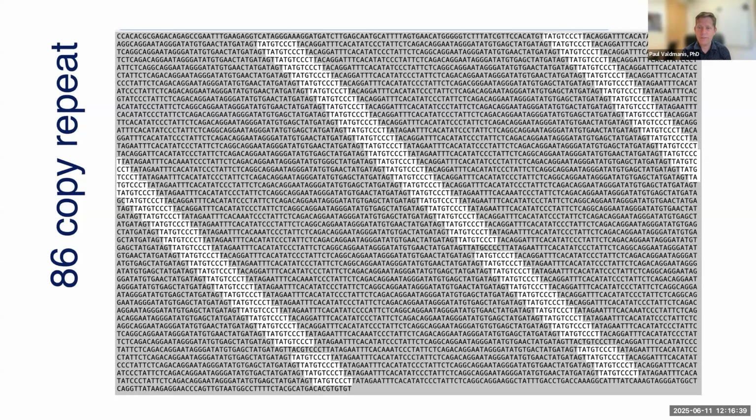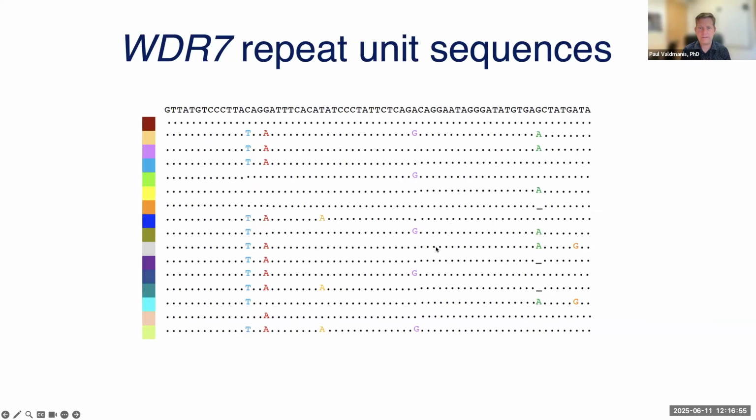And so this was great. We were able to get the sequence, but we came across a problem. This is what the 86 copy repeat looks like: you have these repeats over and over again in the sequence. And how are we going to be able to identify whether there was a particular pattern associated with disease? So we started breaking this down.